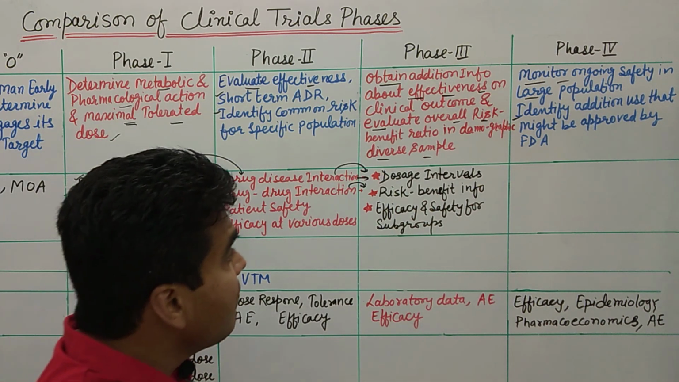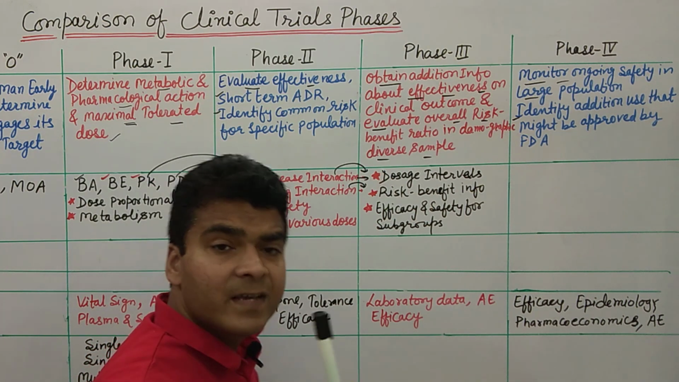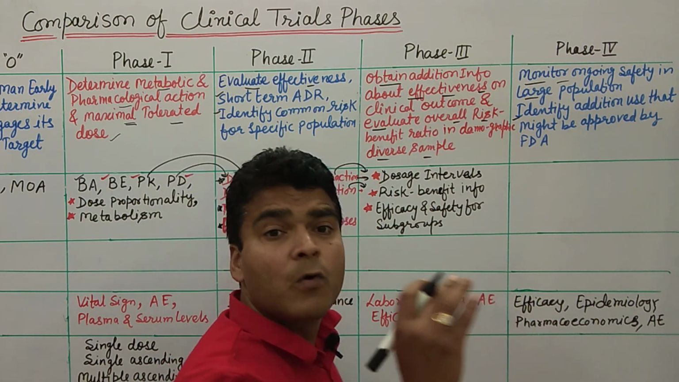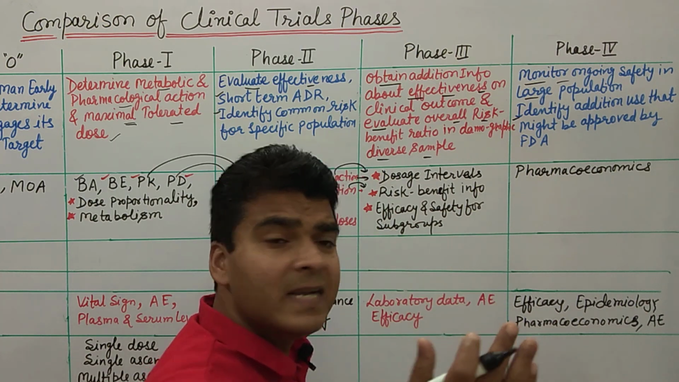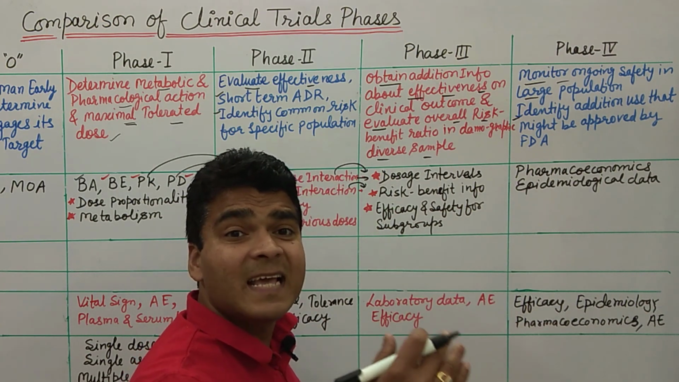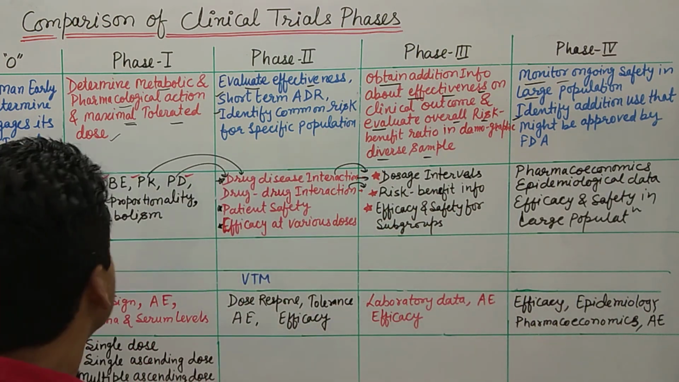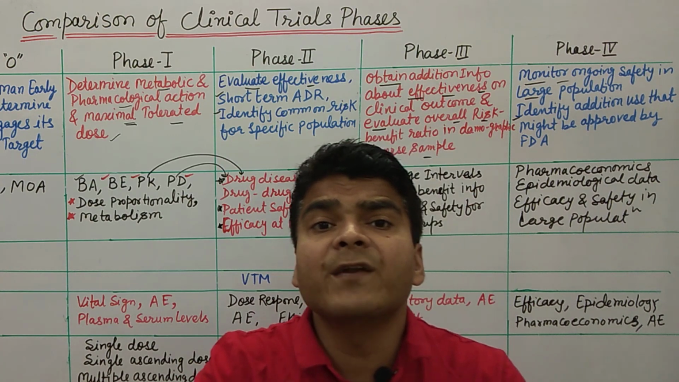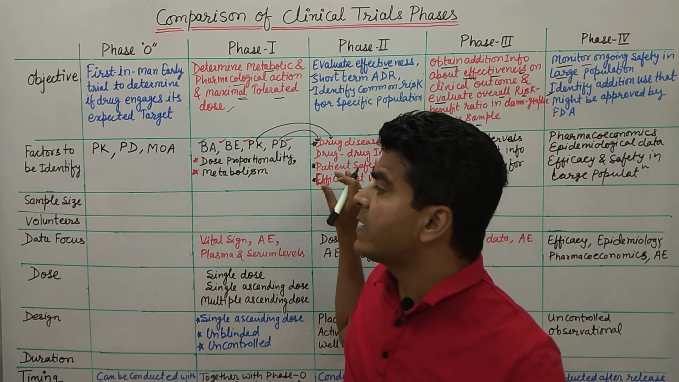Then if we are talking about the phase 4 trials, in phase 4 trial we can identify pharmacoeconomics data, okay, and epidemiological data, and further efficacy and safety in a large population. Clear everyone? So this is about the factors we are identifying, meaning what kind of data we are getting in these trials. So this is the comparison of the trials.